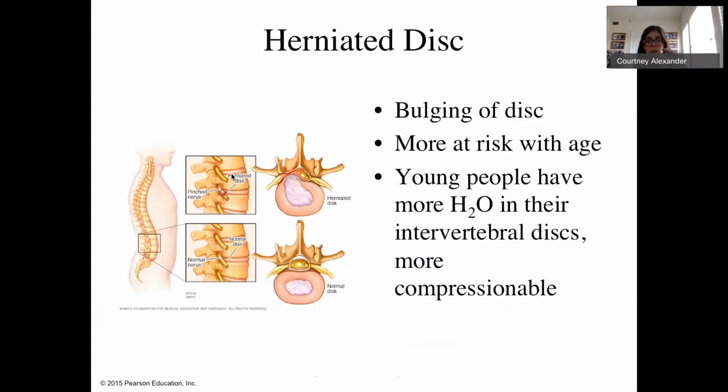Now, if that disc bulges out, this is when we get a herniated disc. And as we get older, we increase our risk for a herniated disc. That's because young people have more water in those discs, which means it's more compressible. And as we get older, they start to dry out, more likely to bulge.